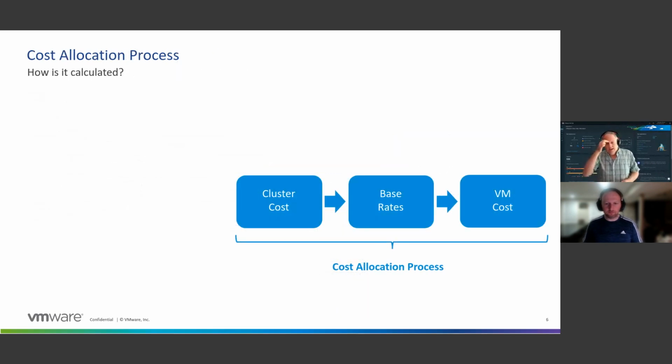So the way this basically works is we have the total cost of the cluster, and then we take that cost and figure out what the cost would be for what we call base rates. So this is the amount of money per, say, gigahertz of CPU per month, or the amount of money for memory per gigabyte of consumed memory per month. Or if you're doing allocation model, it would be the cost per vCPU per month, or the cost per gigabyte of allocated memory per month. So you get your base rates from there, and then it uses those base rates to determine the VM cost.